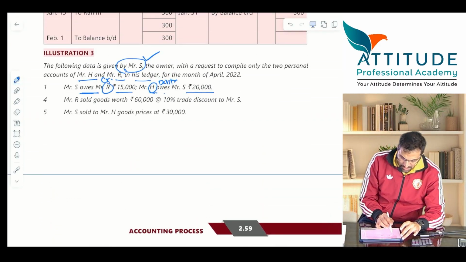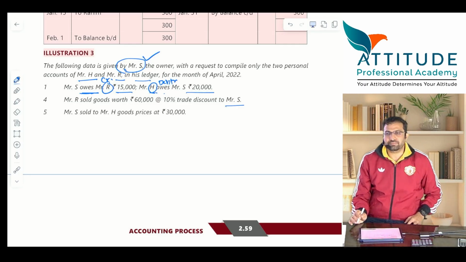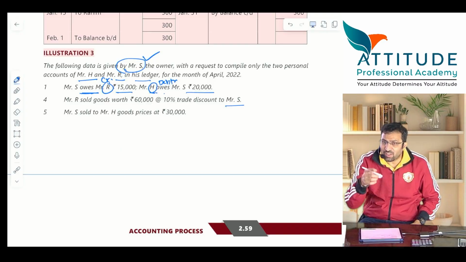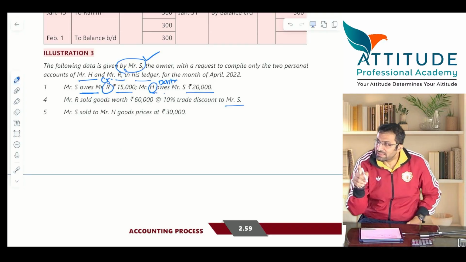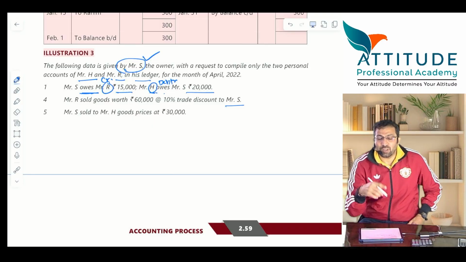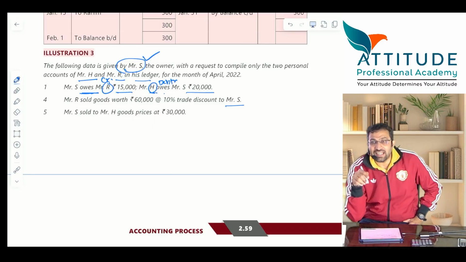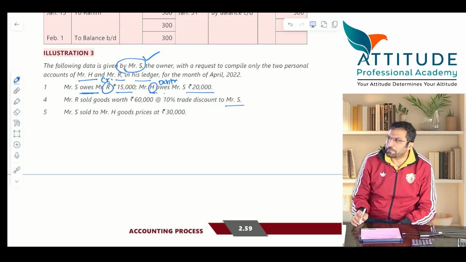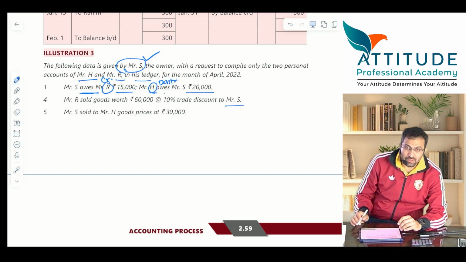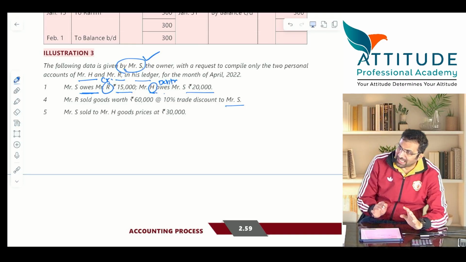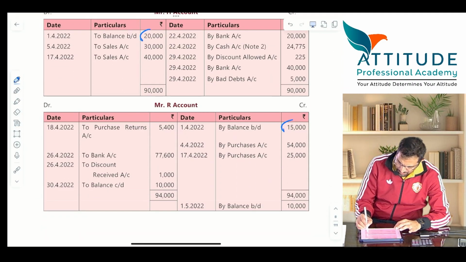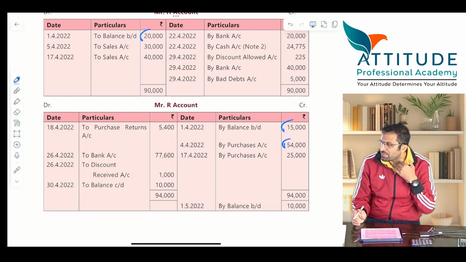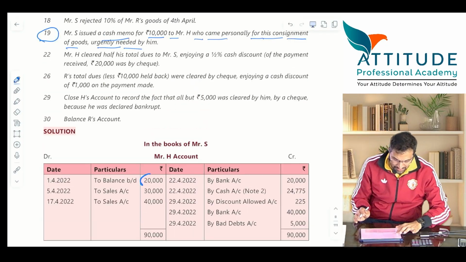Mr. R sold goods worth rupees 60,000 at 10% trade discount to Mr. S. Now you have to look from R's angle or S's angle. So for S, it is not sales, it is purchases. R के लिए sale है, S के लिए. So purchase entry, tell me. To Mr. R. So purchase account debit to R. देखो इधर. Purchases after deducting trade discount of 10%. Clear? ये हो गया. Then third.